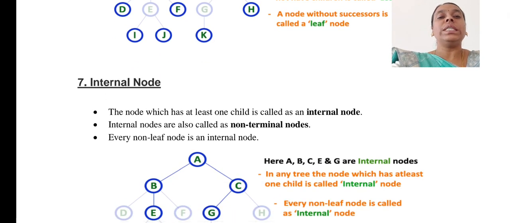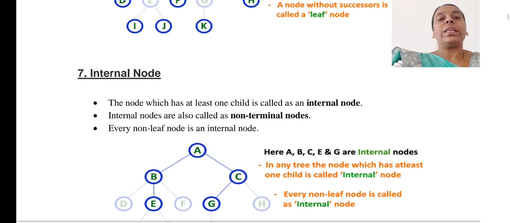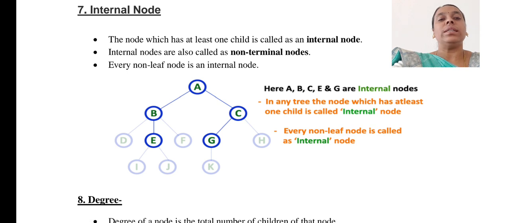The next one is the internal node. A node which has at least one child is called an internal node. In a tree, any node having at least one child is called an internal node. The internal node is also called a non-terminal node. Every non-leaf node is an internal node. In this diagram, A, B, C, E, G are internal nodes. Remaining are leaf nodes, which do not have a child.